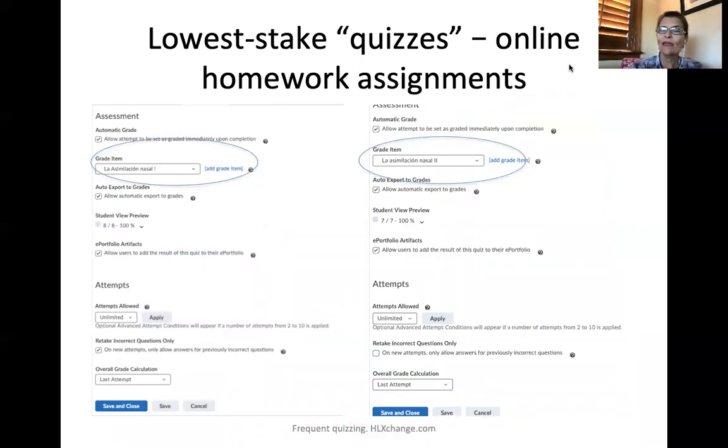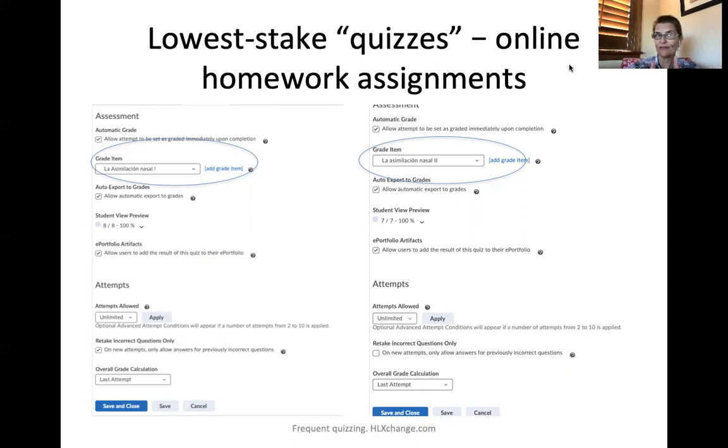Here's what it looks like. We start out with nasal assimilation 1. By the way, this is from my linguistics class, Introduction to Spanish Linguistics. And you can see that students can have an unlimited number of tries to do these Blackboard quizzes, which I think of as homework assignments. And then they move on to nasal assimilation 2, where they also have an unlimited number of tries.